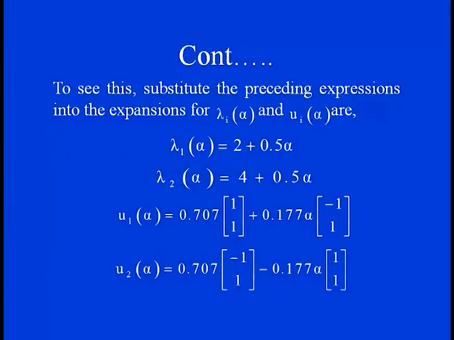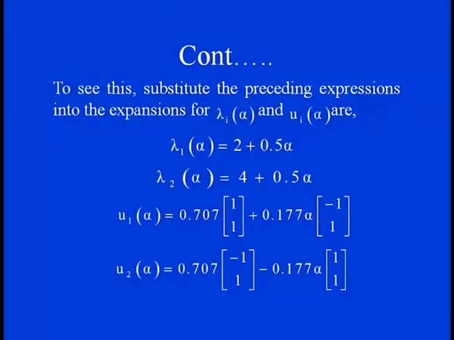So, correspondingly you see we can straightway put those things to get the final value of lambda 1 alpha and lambda 2 alpha and u1 alpha, like lambda 1 alpha is 2 plus 0.5 alpha and lambda 2 is 4 plus 0.5 alpha. So, you see whatever the changes are there in the alpha, corresponding changes are there in the eigenvalue or the natural frequency. Similarly, we can get the u1 alpha and u2 alpha proportionate. So, it is nothing but equals to 0.707, the square root is there. So, 1 comma 1 plus 0.177 alpha minus 1 comma 1, and similarly we can get the value of u2.